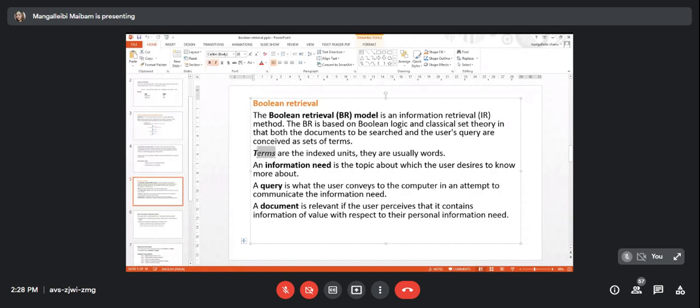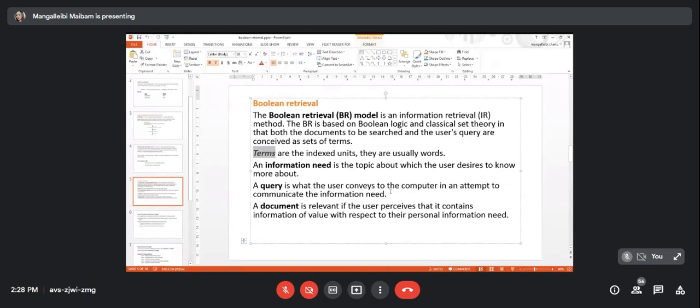Okay, terms. Terms is one terminology we use for index units. They are normally words. For example, in "my name is Tom", "my" is a term, "name" is a term, "is" is a term, "Tom" is a term. Okay, so each individual word is a term.